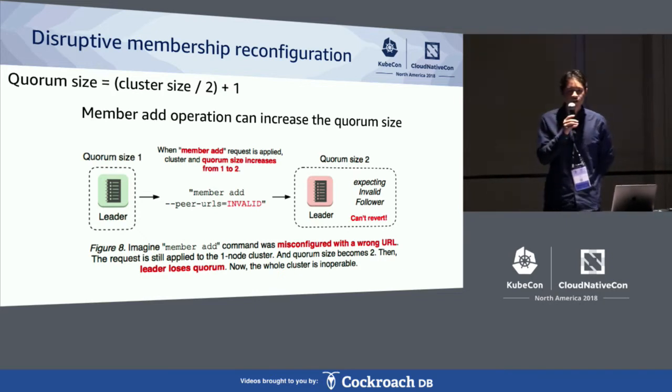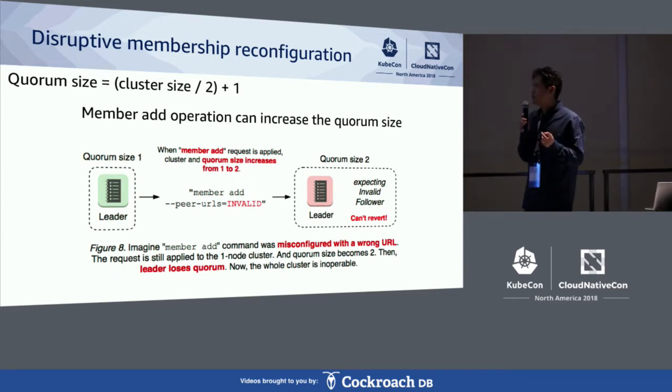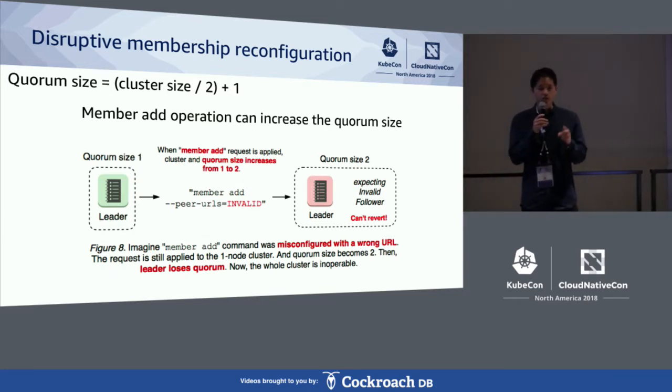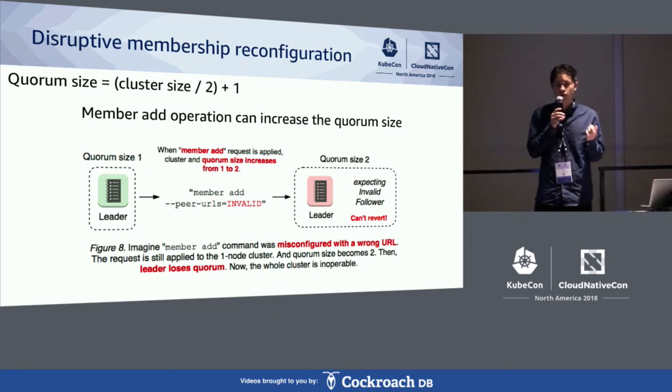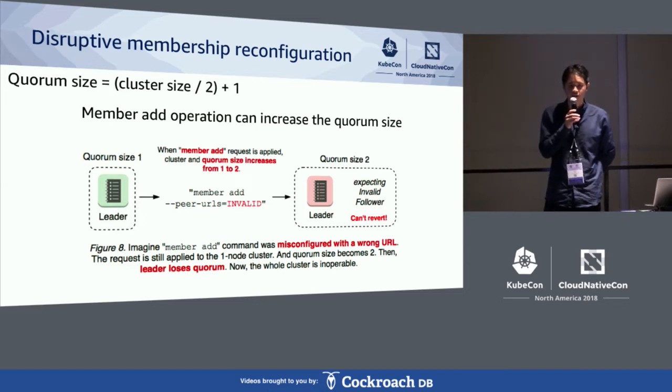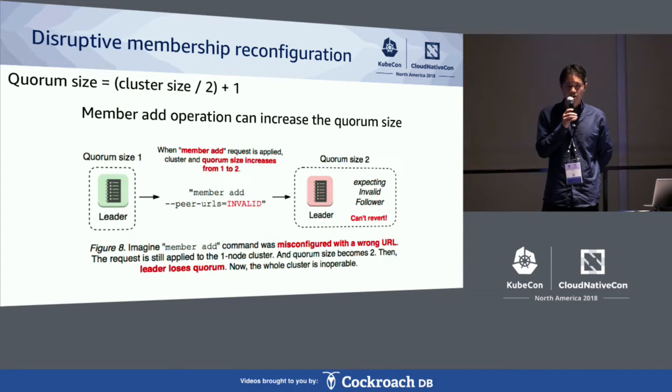So this gets worse if you run the member add command with the wrong URL. Let's say you run the member add command with an invalid URL. The member add command will still be applied by Raft. But since the new member was misconfigured in the first place, the new member would never be able to join the cluster, which means that the cluster would never be able to elect a new leader. And since you lost the leader, you cannot even revert the membership reconfiguration either.